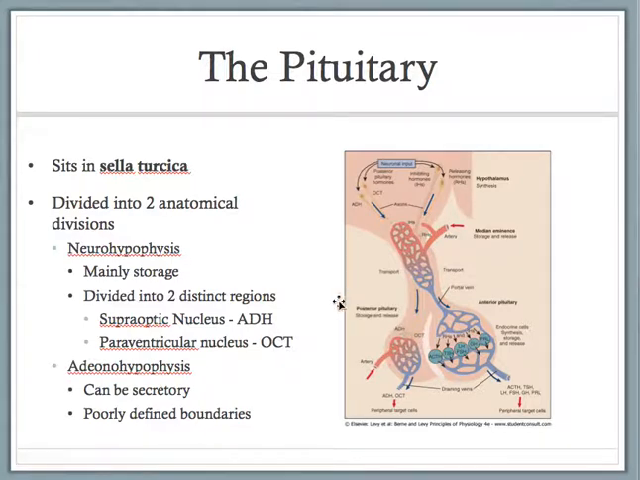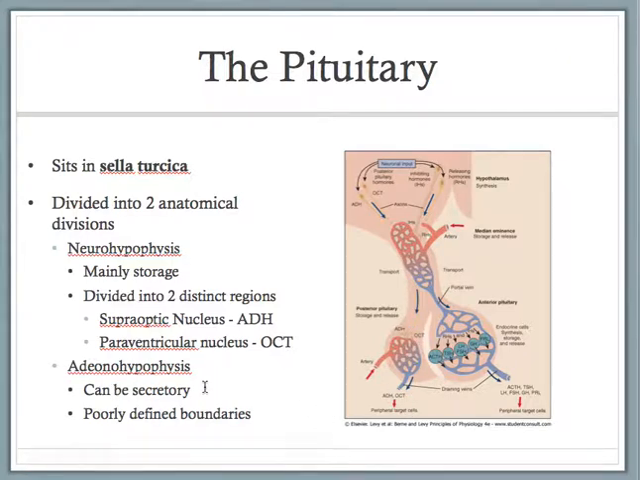Okay, so as I mentioned before, this is everything written out that I had just told you going through the animations. It sits in the bony place called the sella turcica. Two anatomical divisions. One is neural in its structure, mainly storage, and those sites that are creating the physical hormones up in the hypothalamus are either the supraoptic nuclei, which makes ADH, so supraoptic makes antidiuretic hormone, which can then be trafficked and stored down here. And the PVN, the paraventricular nucleus, is associated with oxytocin production. So oxytocin comes down, same thing, through the axons and is released into the bloodstream.